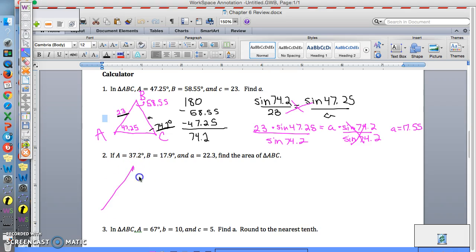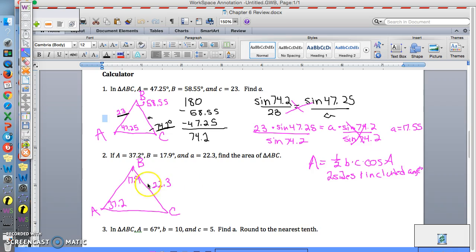So the next one, we have another triangle. We have A, B, and C. So A is 37.2, B is 17.9, and little a is 22.3. And we need to find the area. Well, if you guys remember, area equals half times b times c times the cosine of a. So it's two sides and the included angle.